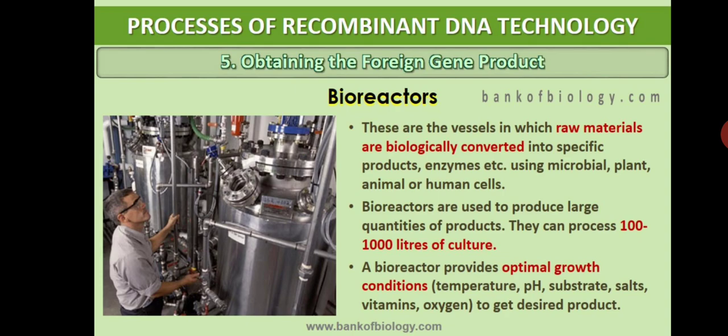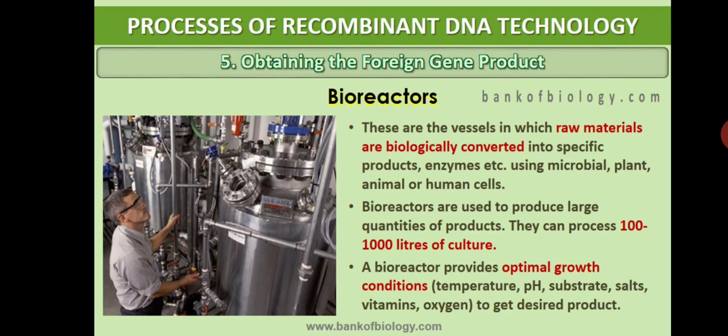A bioreactor is nothing but a large stainless steel vessel or tank having a volume of 100 to 1000 liters. Here we can add the synthetic medium, of about 100 to 1000 liters. This synthetic medium is used for biological conversion of raw materials, biomass, into specific products. Understood? This is about the bioreactor.